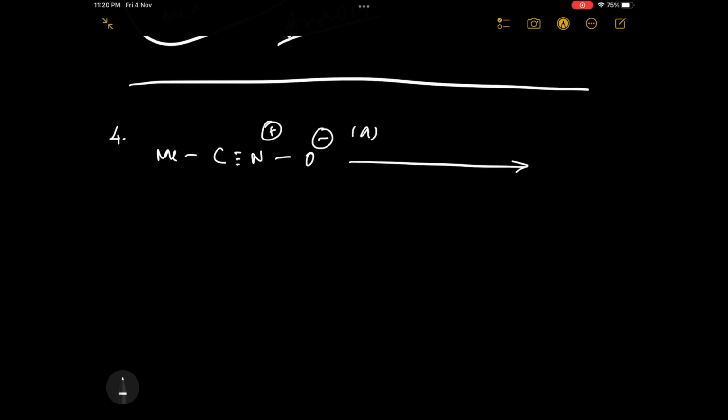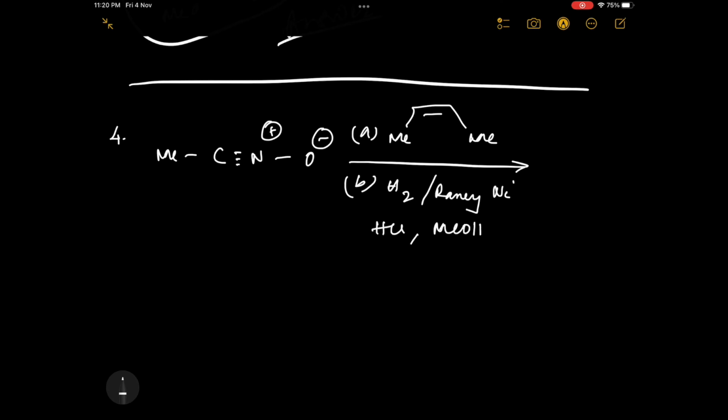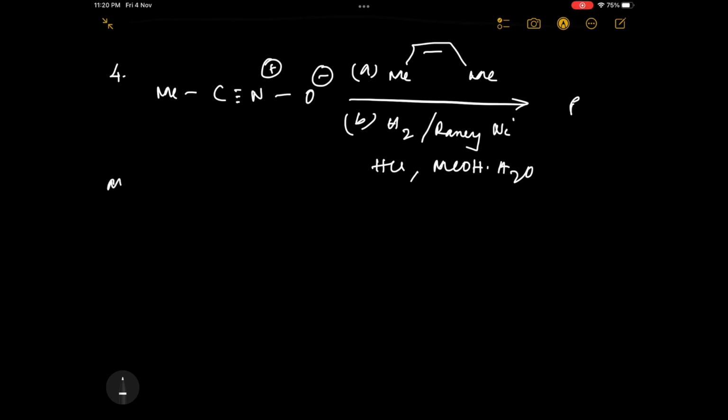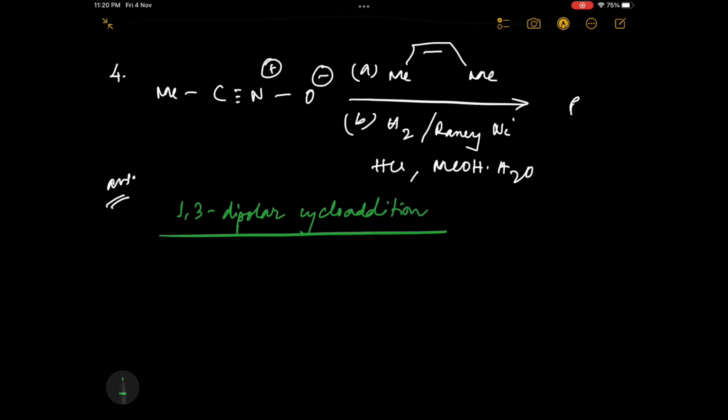In the next question, the reactant that has been given to us has a plus and a minus charge. That is, it has a dipolar character present in it, and we also have a C double bond C, that is an alkene, given in our first step. So this is an example of a 1,3 dipolar cycloaddition type of reaction. So let us see what reaction is taking place here.